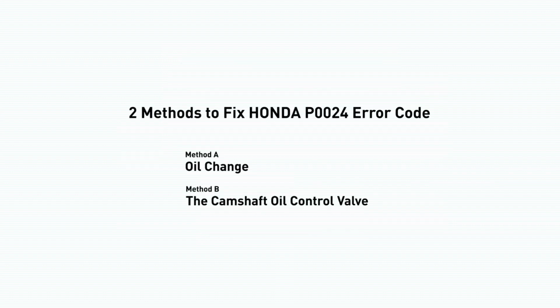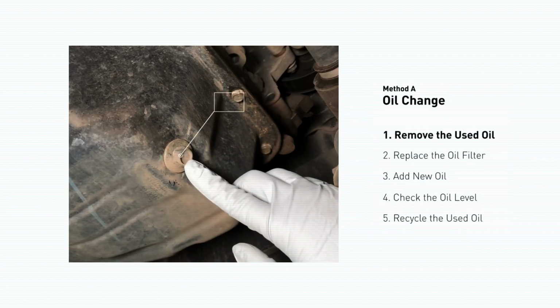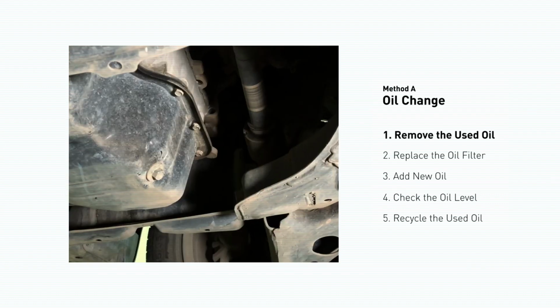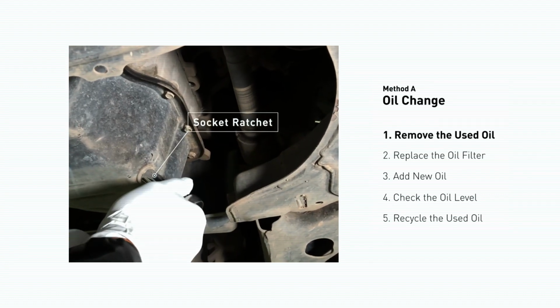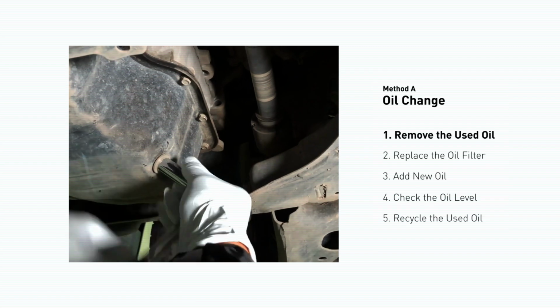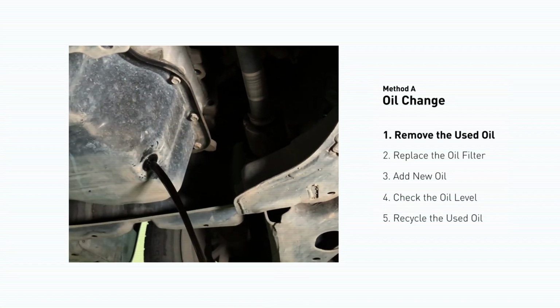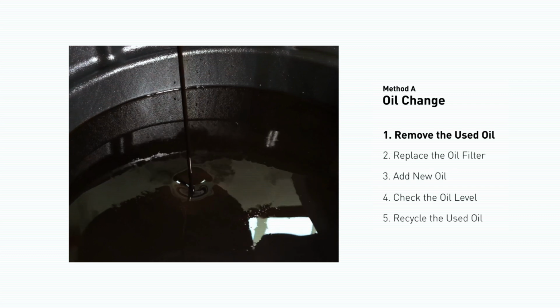Here are 2 of the most practical solutions to fix Honda's P0024 error code. Method A, oil change. Locate the oil drain plug on your vehicle, and place an oil collection pan underneath it. Use a socket ratchet to remove the plug from the oil pan on your vehicle. Once the plug is removed, the oil should start flowing out into your collection pan.